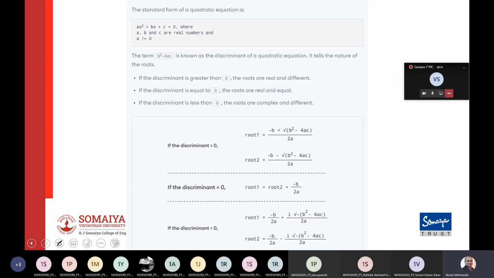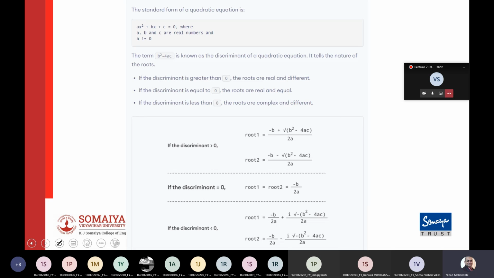Next is if you want to find out the roots of the equation ax square plus bx plus c, where a, b, c are the three numbers. So we want to find out the solution of a quadratic equation. So the term b square minus 4ac is also known as the discriminant of a quadratic equation, that tells the nature of the roots. If the discriminant is greater than 0, then the roots are real and different. If the discriminant is equal to 0, then the roots are real and equal.